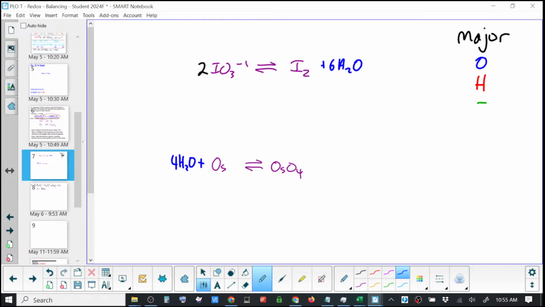Everybody's up to at least the water. We're not drawing it. 6 H's. The O's, because now there's 6. Now we just need the electrons. Is everybody up to the electrons? Yes.